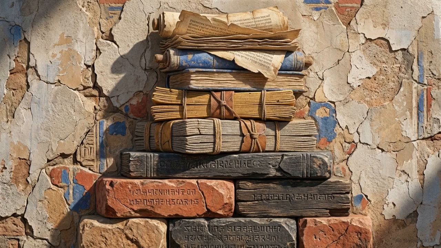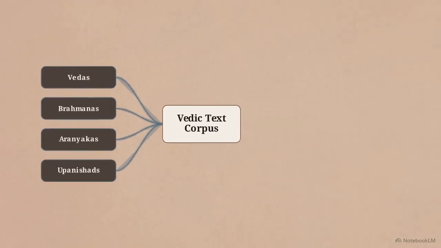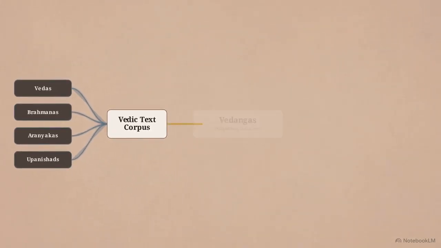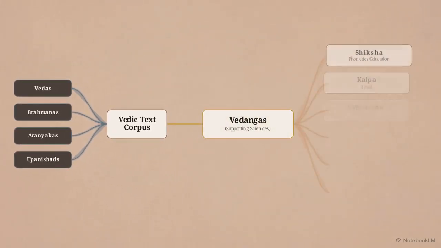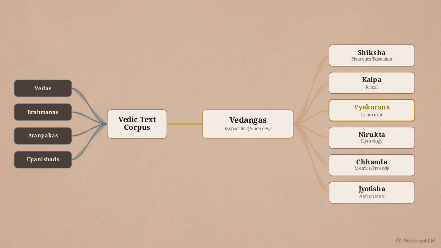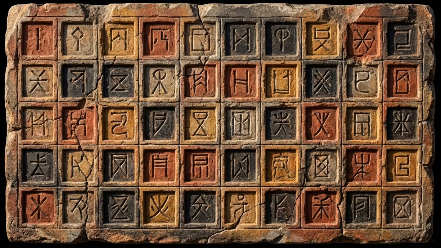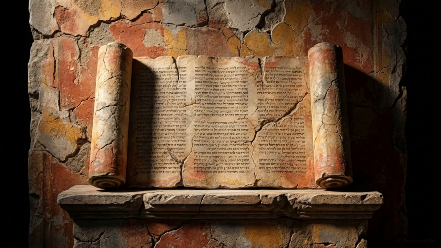evolved over centuries. To accurately read and apply those ancient texts, scholars developed 6 auxiliary disciplines known as the Vedangas, covering subjects like grammar and astronomy. This era also produced the Sutras and the Smritis, legal and social rulebooks codifying human duties, with the Manusmriti serving as the primary example of societal regulation.